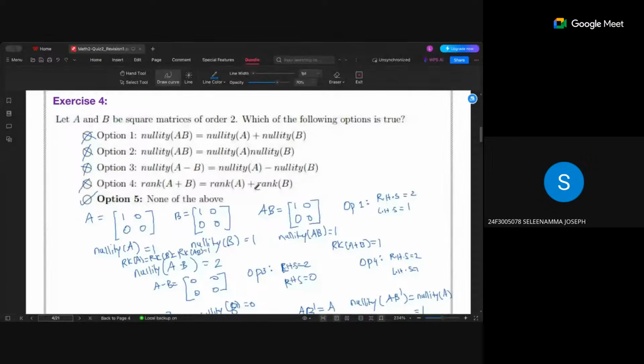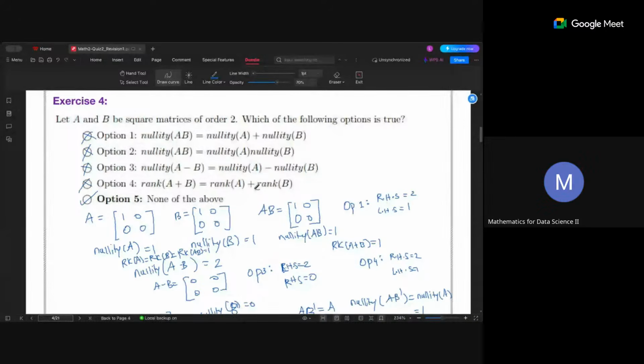A and B are matrices. Then AB is again a matrix of the same dimension. Then for nullity of A, we can assume values and put them in. If nullity of A is 2, then nullity of AB is again 2. In the case where nullity of A is 2, in that case nullity of B becomes 0.